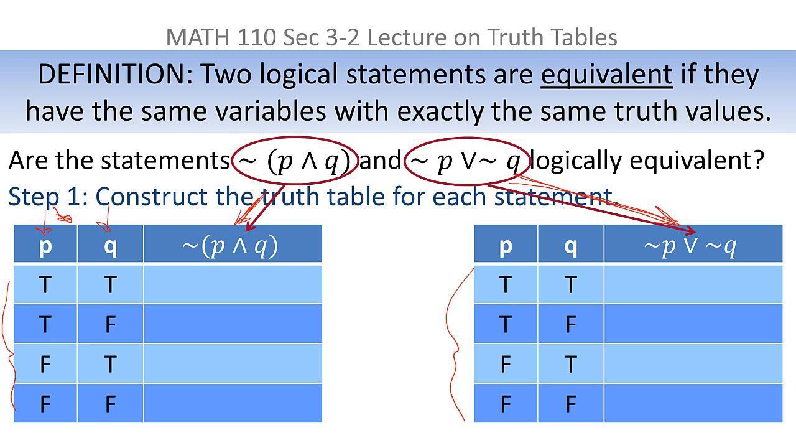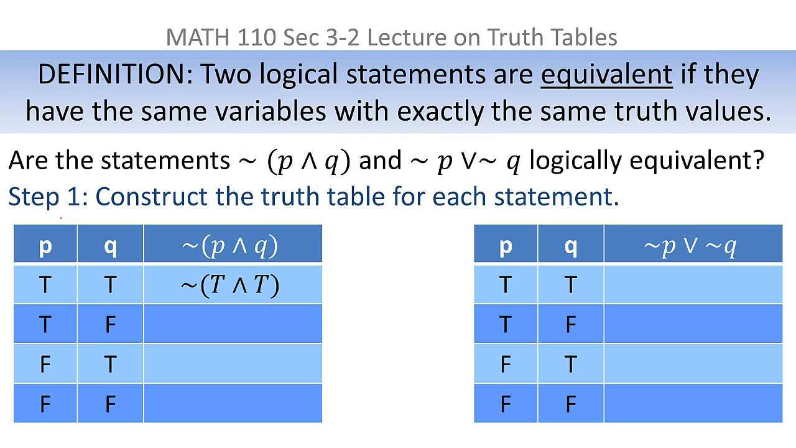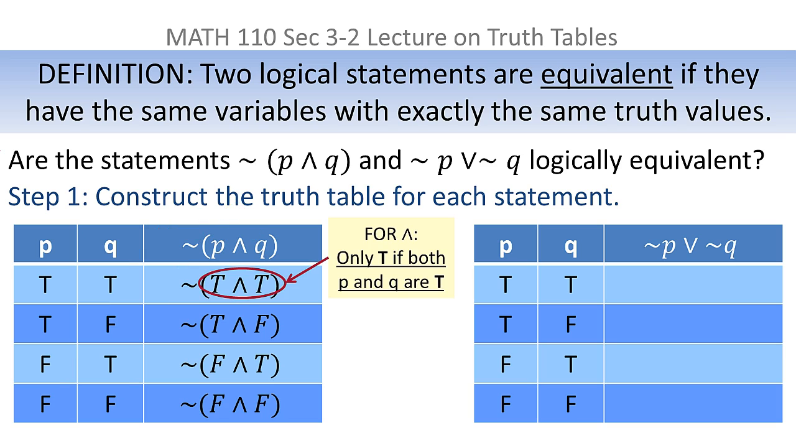So we do just what we did in the previous example. You start off with the first row and you put in true for P and true for Q. And you keep moving down. In the second row you put in true for P and false for Q. Keep moving down. In the third row you put in false for P, true for Q. Then in the fourth row you put in false for P and false for Q.